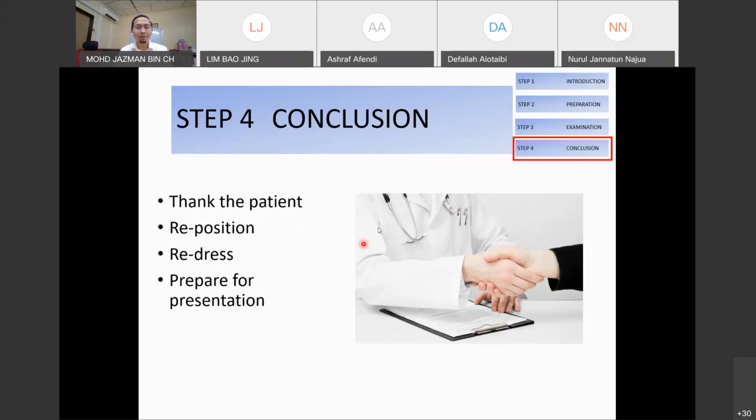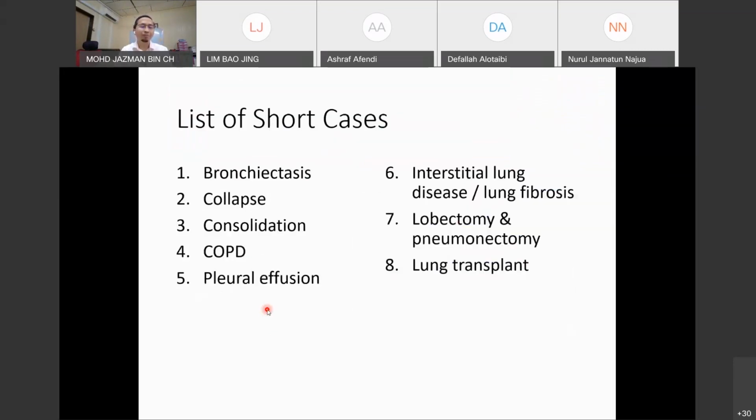As you all remember, step 1 is introduction, 2 is preparation, 3 is examination, and lastly is the conclusion. So thank the patient, shake the hand, or maybe nowadays in COVID, you just put your hand on your chest, thank the patient, reposition the patient, redress as you saw the patient during the introduction part. Okay, and then at this time, be prepared to present your findings.